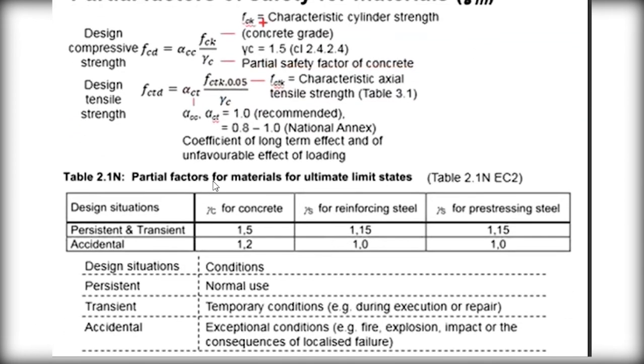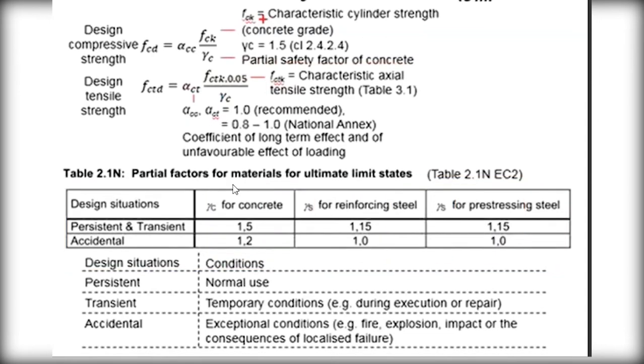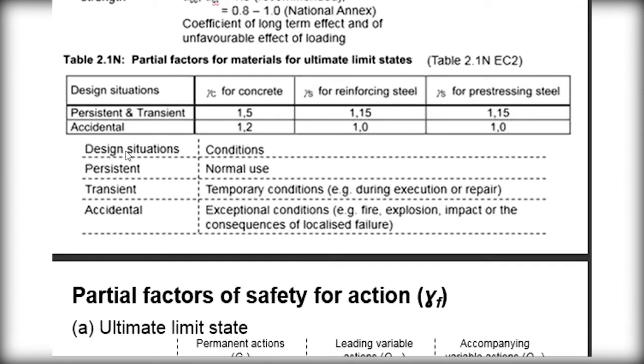So generally, the partial safety factor, as we said, it is this value here. This is for the concrete under accidental or not accidental, this is for the steel bar, and this is the pre-stressed steel. So it depends on how you use it. If you use it, it is design situation and the condition.